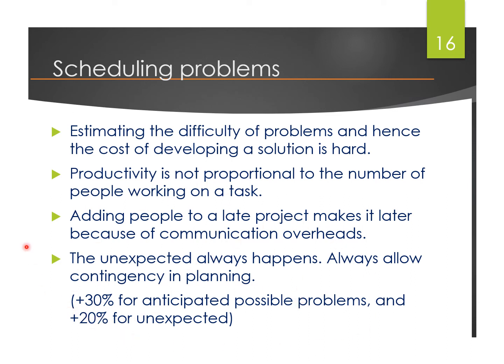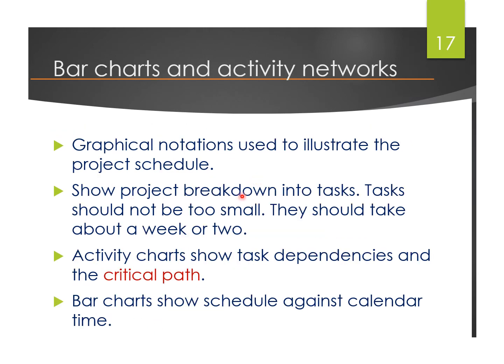So when you are doing the scheduling, you often have to think about things that might go wrong. So you always need to have contingency in your planning. This is additional budget, maybe, and also additional time to handle problems that might arise when the project is being executed. All right. So in project planning, you can either use bar charts or activity networks.